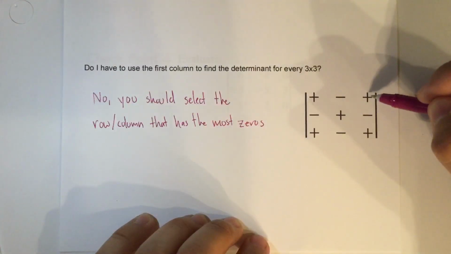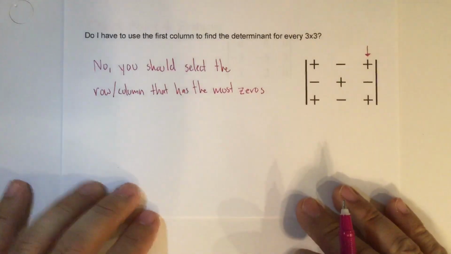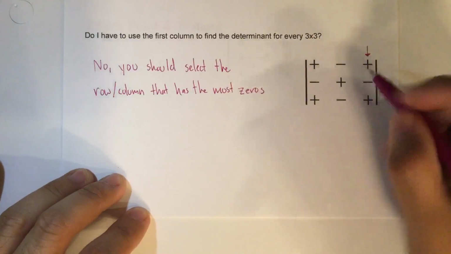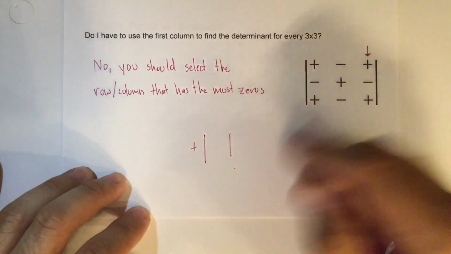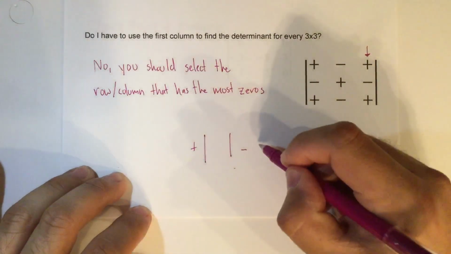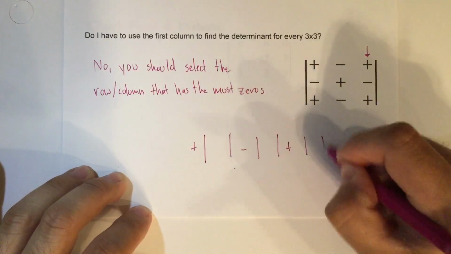So if I were to go with the third column, so let's say I use this column right here, what would happen is whatever this value was, it would be positive, then the determinant, then if I go in minus, then the determinant, and then plus, and then the determinant.